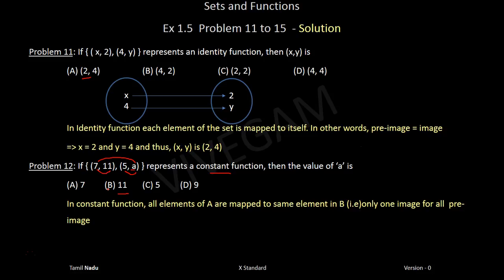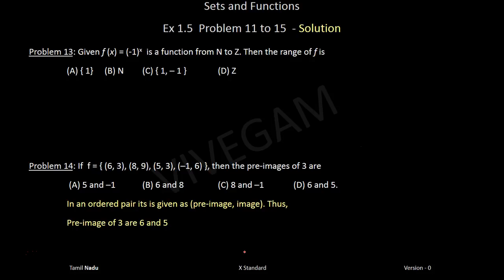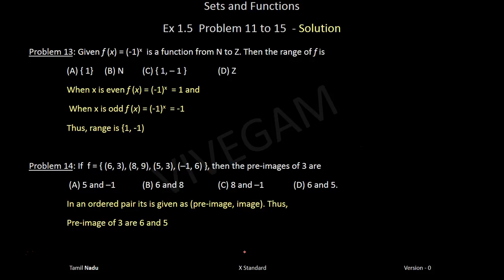Right? Now let's go to problem 13. Here the pre-images are 7 and 5, and the images are 11 and a. But we know there should be only one image. So 11 must be equal to a. So in the statement it becomes clear, I guess. Okay, so now I hope it must be clear. Let's move on to problem 13. Oops, the order is not right. Anyway, it's okay.